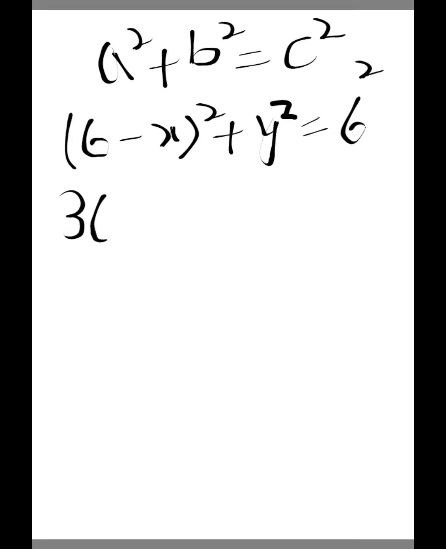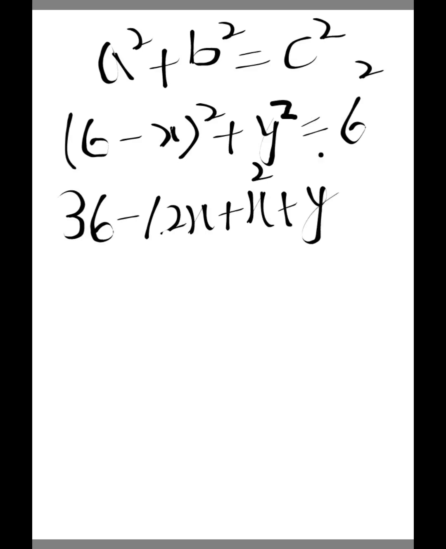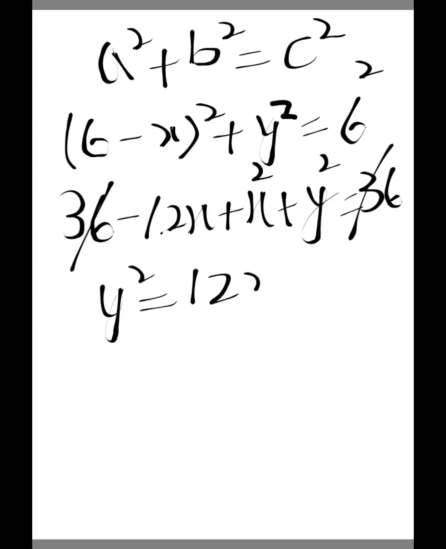So expanding it, now we have 36 minus 12x plus x square plus y square will be the same as 36, the square of 6. So both sides 36 will be cancelled. Now writing the term of y square is equal to negative 12x, which will be positive on the right hand side, and positive x square will be negative.